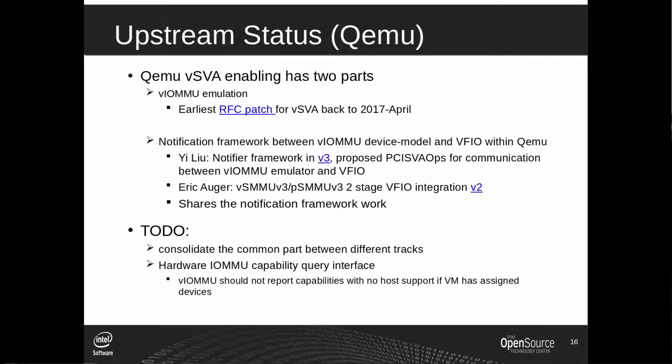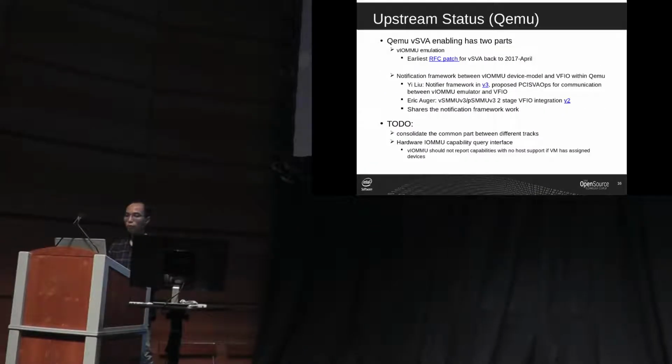So currently, I am working on the QEMU side. The current status is we have two parts. First is the vIOMMU emulation. The earliest vSVA RFC was in April 2017. This was delayed because we had some specification changes. Like Kevin mentioned, we needed to do new emulation for scalable mode. So that's why it was a long time ago for the first RFC.